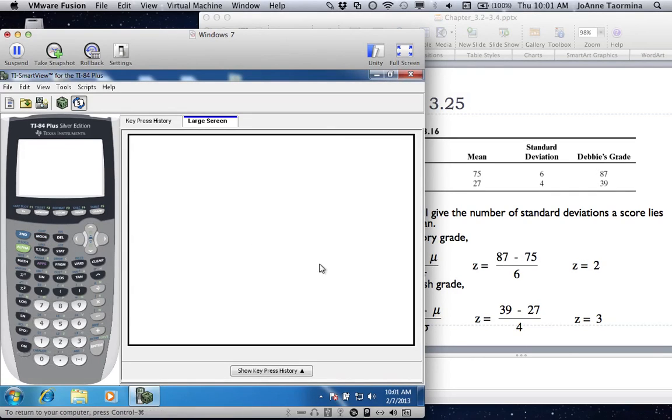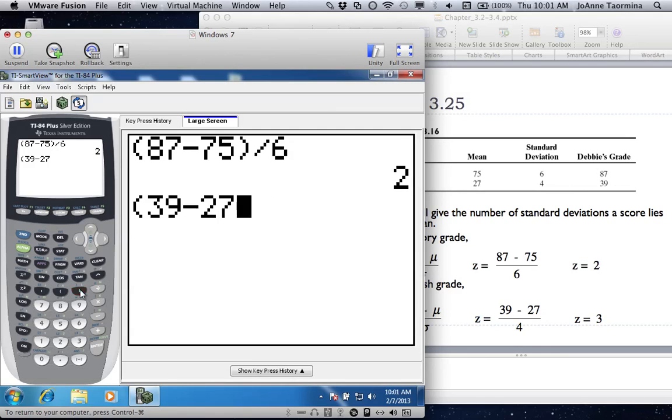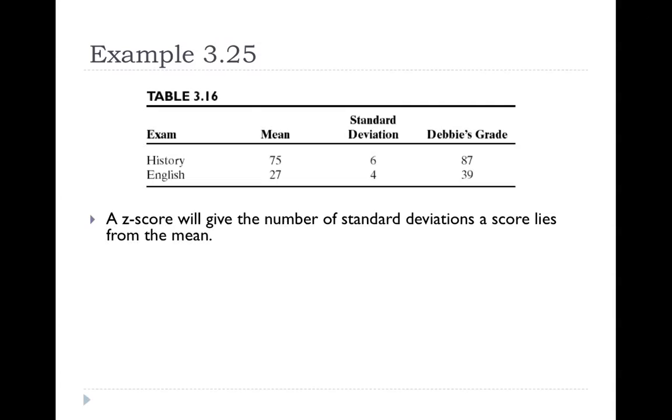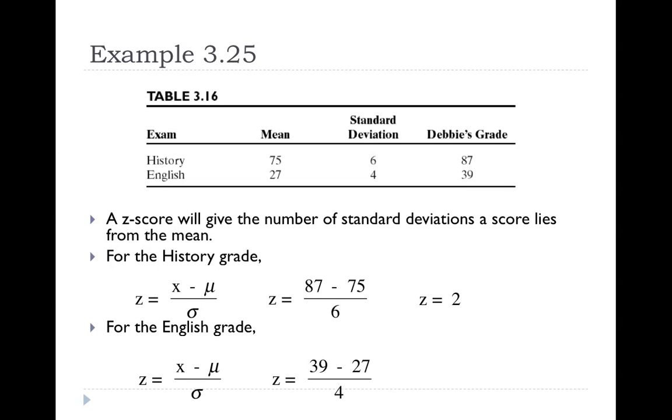Okay, if you do 87 minus 75, because it's in the numerator, you must put it in parentheses. So parentheses 87 minus 75, close parentheses, divided by 6 is 2. Same thing for the other one, 39 minus 27 divided by 4 is 3. Okay, a z-score of 3 is pretty outstanding because it's 3 standard deviations above the mean. A z-score of 2 is good too, but not as good as a z-score of 3.